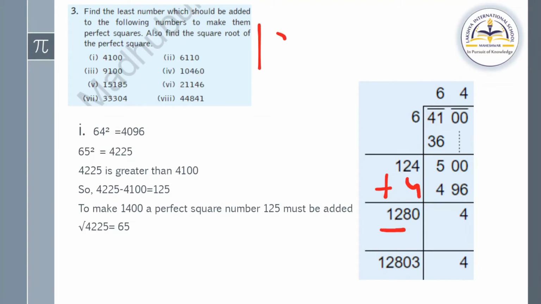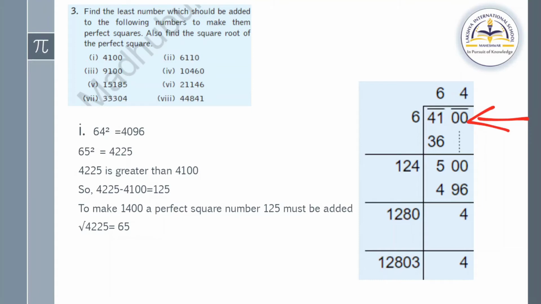Now 124 into 4, that is 496. So when we subtract 500 minus 496, we will get 4. Okay, so 4 is our remainder. Now 64 is our answer. So 64 square equals 4096, and you can see what is our question, 4100.